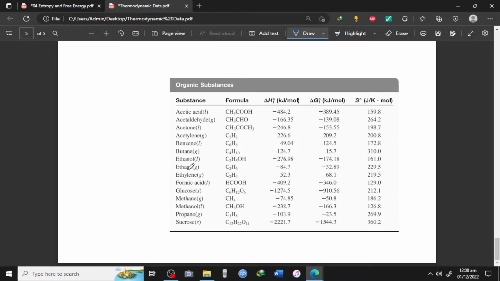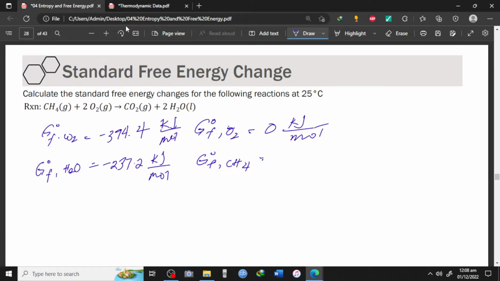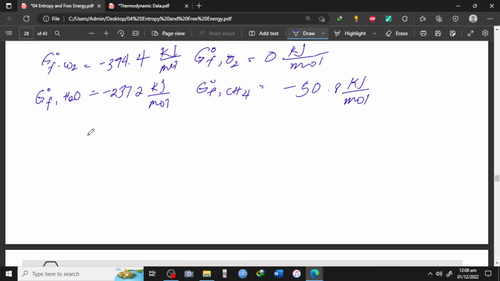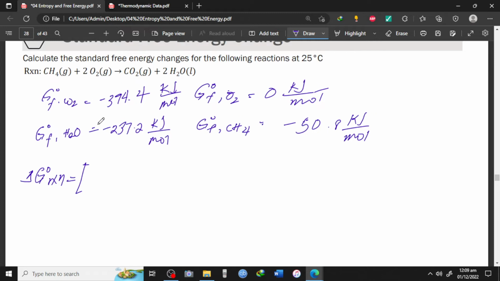So, hanapin mo lang dito si methane. Okay, so methane is CH4. Siya ay negative 50.8. So, ganun lang. Negative 50.8 kilojoule per mole. Okay, so from there, we can use the formula for calculating the delta or the standard Gibbs free energy of the reaction. So, product minus reactant daw, no? Unahin tayo sa product.